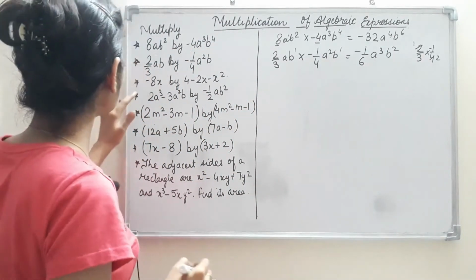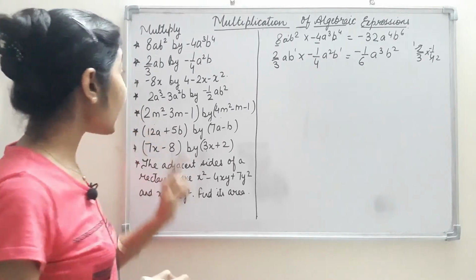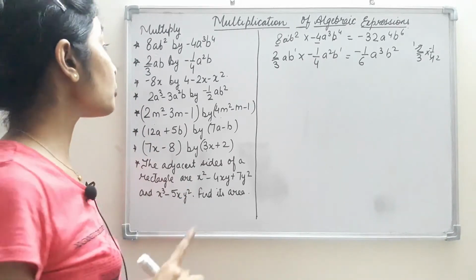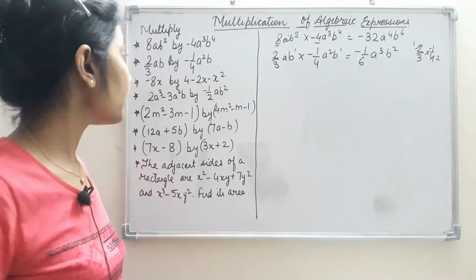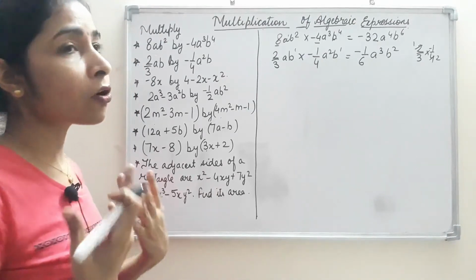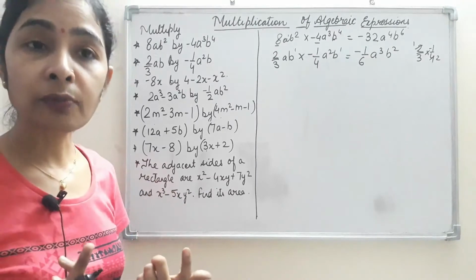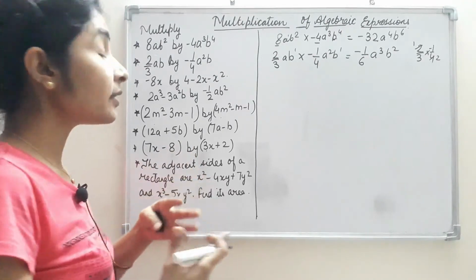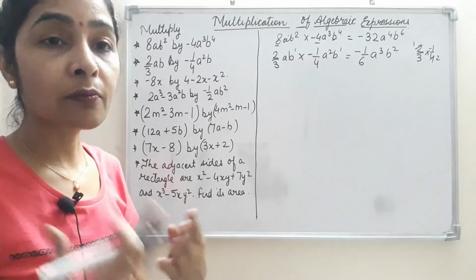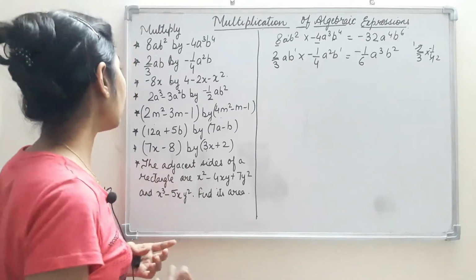Okay, now let's see the next one. Here we are having a monomial. We are supposed to multiply it with a trinomial. Now whether with monomial or binomial or trinomial, the rule is the same. We apply the distributive property here. We have to multiply it with each and every term of the binomial or trinomial, whatever is given.